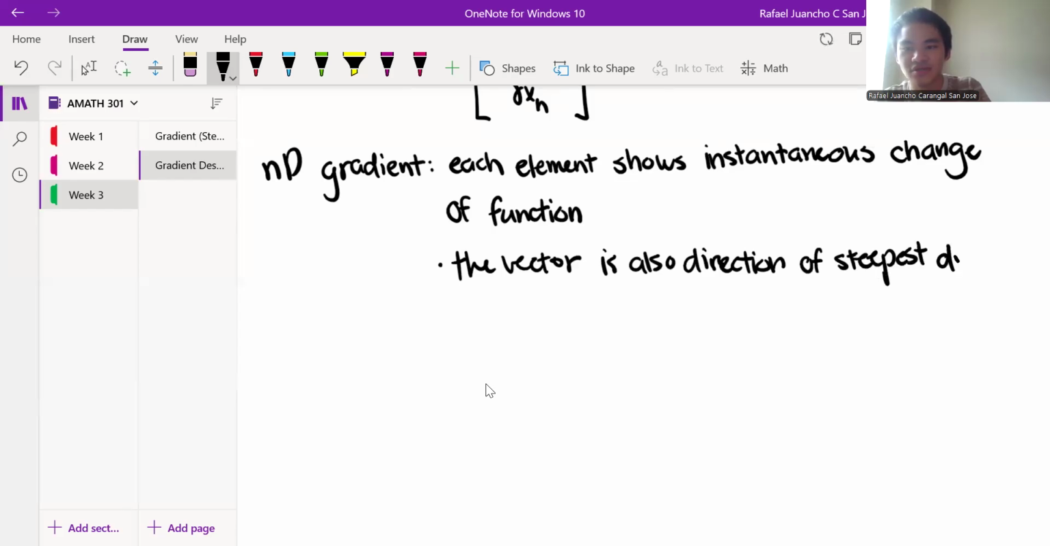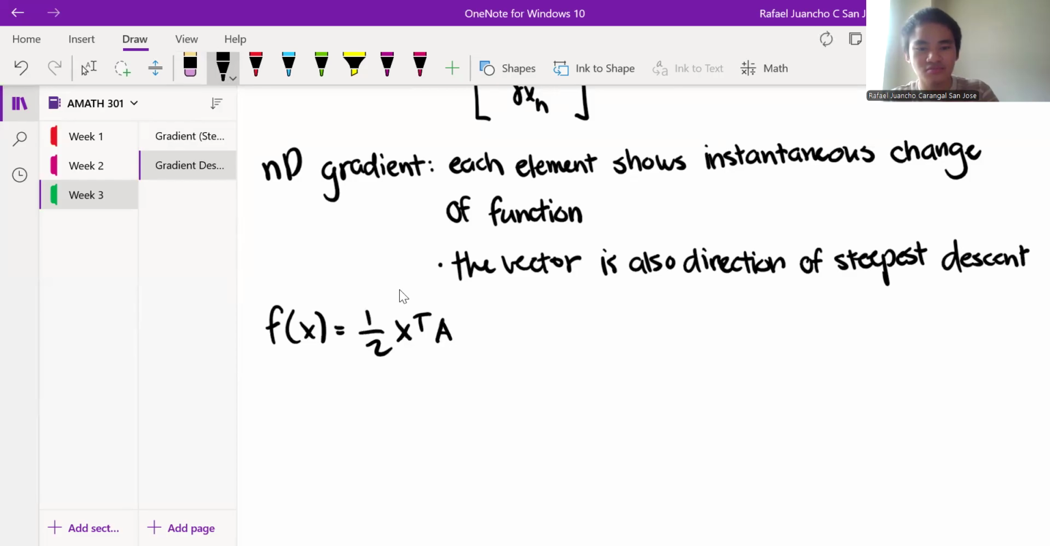So when our vector is pointing towards something, that's where the direction of the steepest descent is. Okay. So we say that when we have a function that looks like this, what's its gradient?